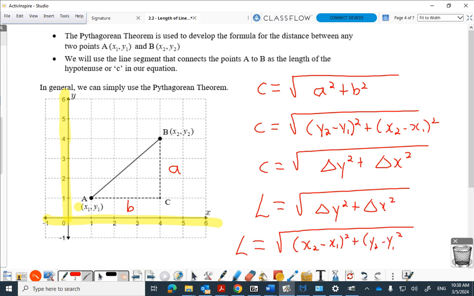Whether you do the x's or the y's first. There's what we call the length formula. That's how you find the length of any line segment in 2D. And better yet, it's how you find the distance between any 2 points in the Cartesian plane.